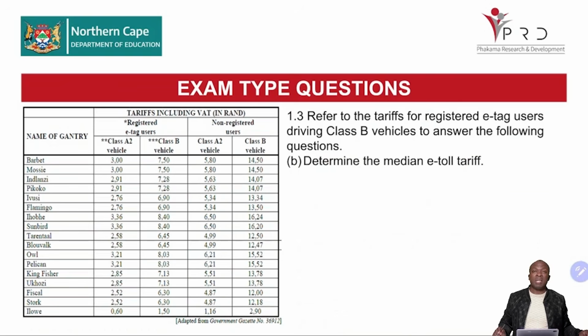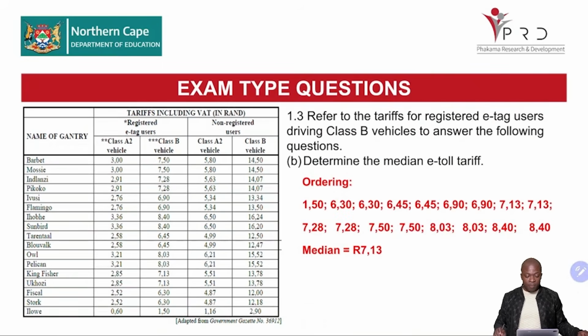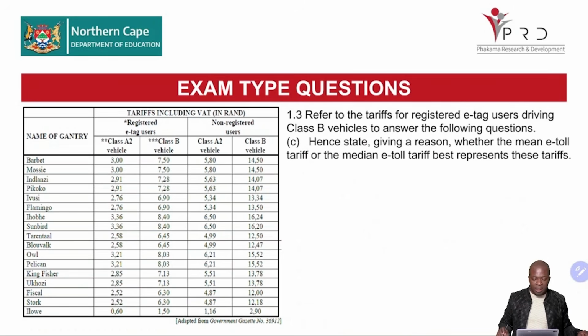B, we are supposed to determine the median. Once they say determine the median, it means you have to ensure that the values have been arranged. What is the key point? Arranged. Once it is arranged, then you can find the median. If it's not arranged, definitely you're going to make a mistake. So you see that with this example that I'm giving you, I have arranged the values, and the median value is 7 Rand and 13 cents.